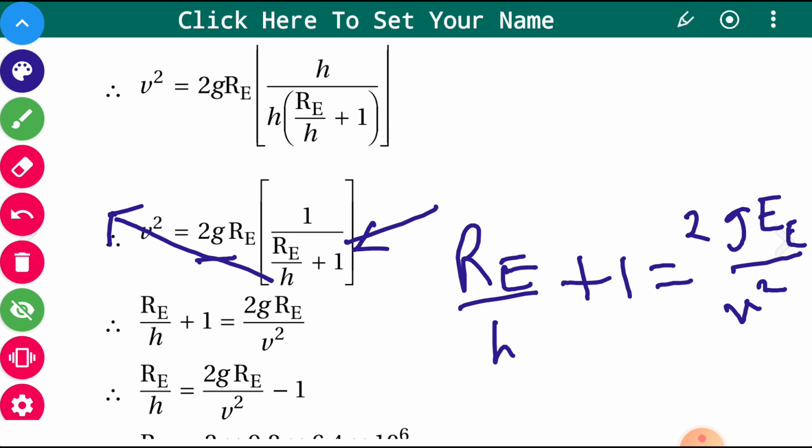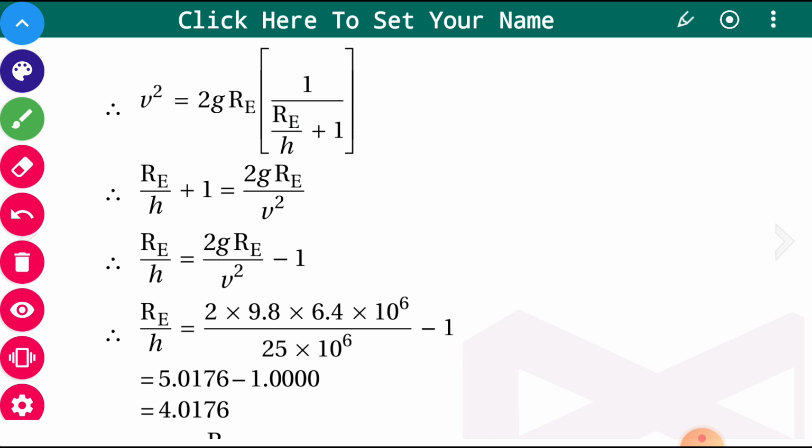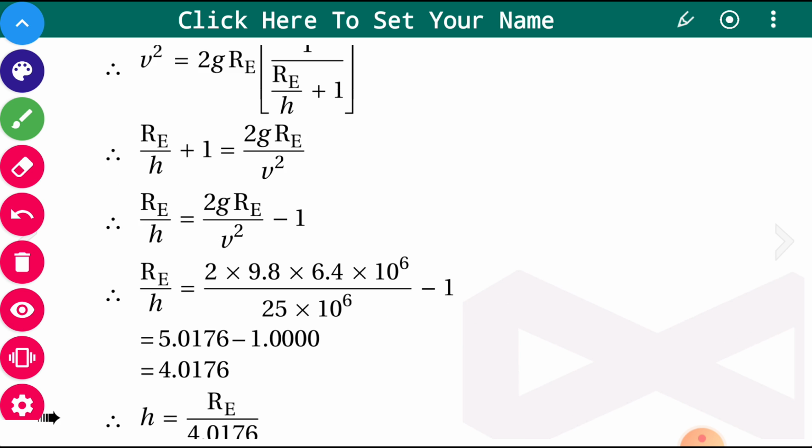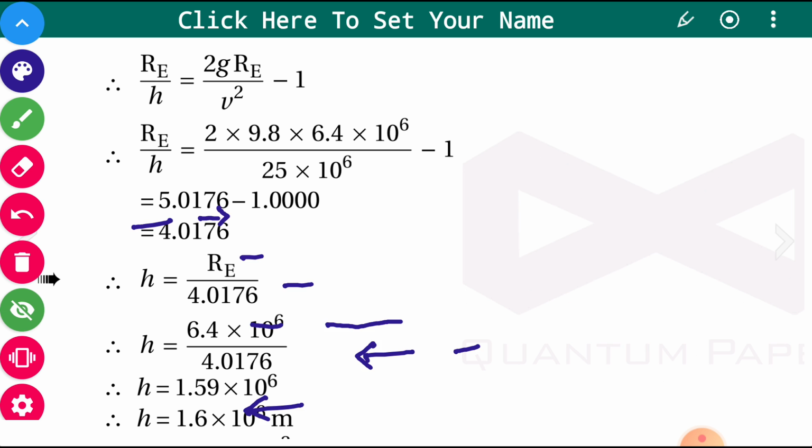Now it is very easy to calculate the value of RE upon H. You can make RE upon H as subject of formula. This 1 goes on the other side, it becomes minus 1. Place the values of G 9.8, RE radius of the earth 6.4 into 10 to the power 6, then V is also there. Just simplify, you will get 5.0176 and subtract this one, you will get 4.0176.